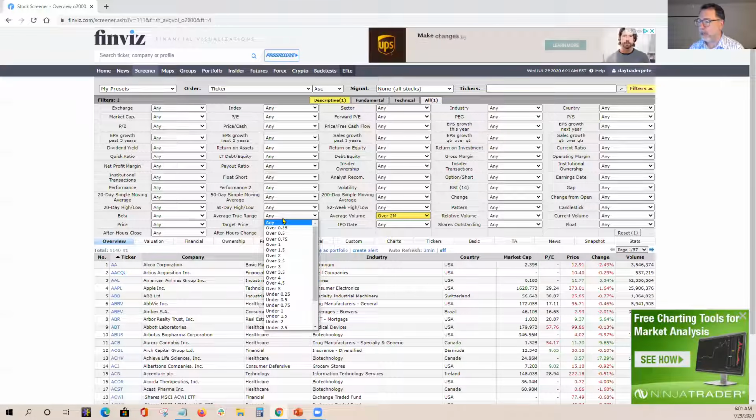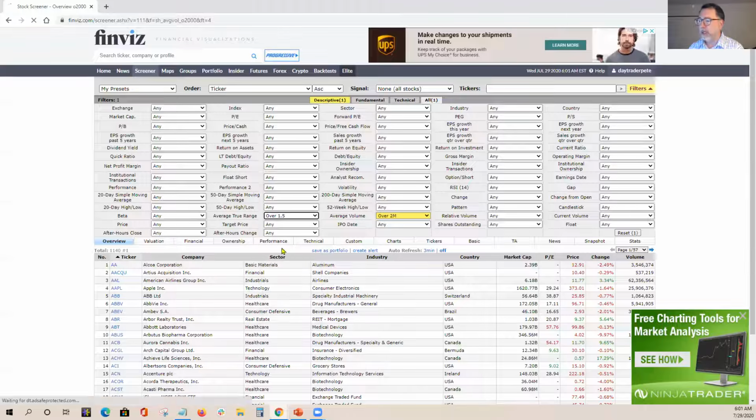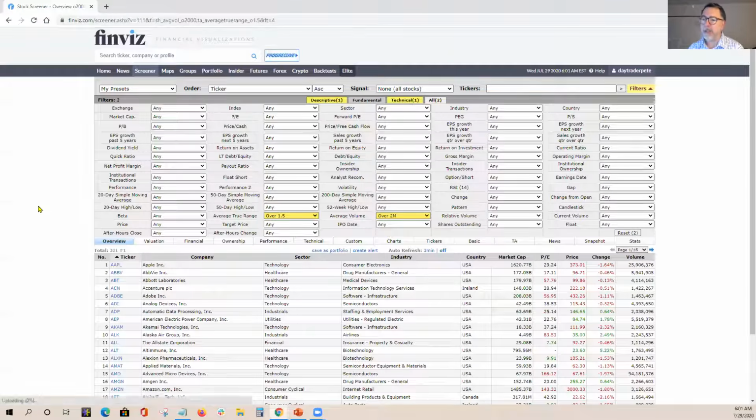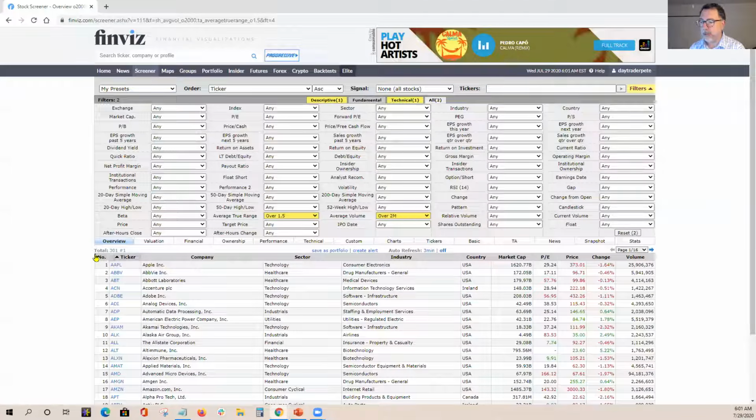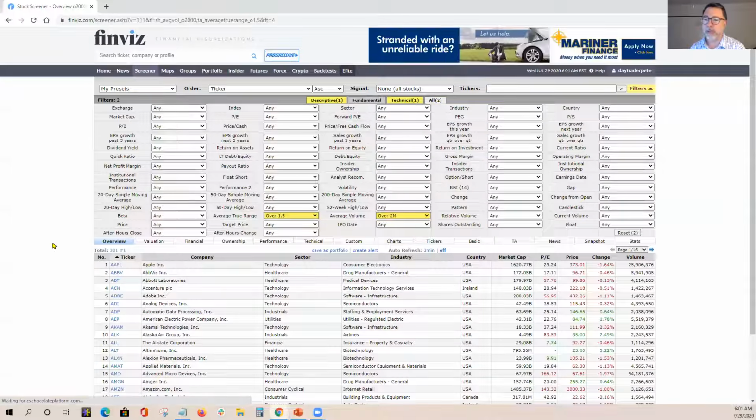Average true range is where the stock trades from low to high. I want a minimum of $1.50. So that means from the low to the high on average, it moves $1.50. So that means I'm going to have opportunity more often than not. So that's my average criteria. So you can see here, we whittled all of the stocks on Wall Street down to 301 stocks in the current market environment.